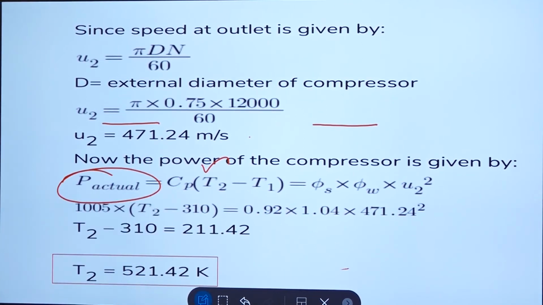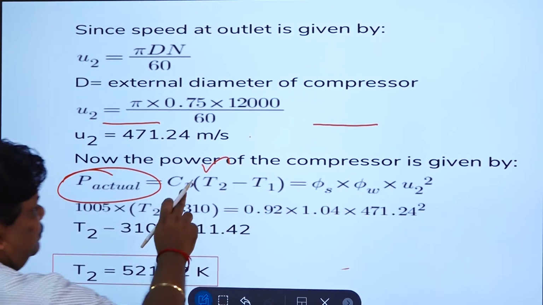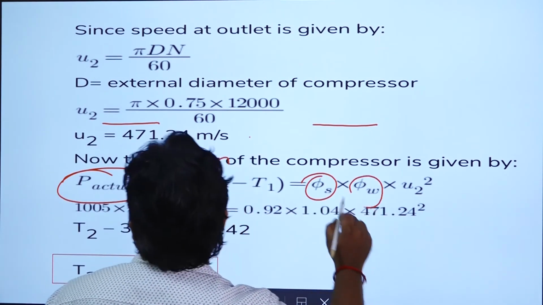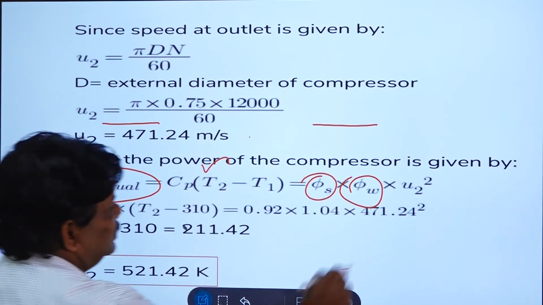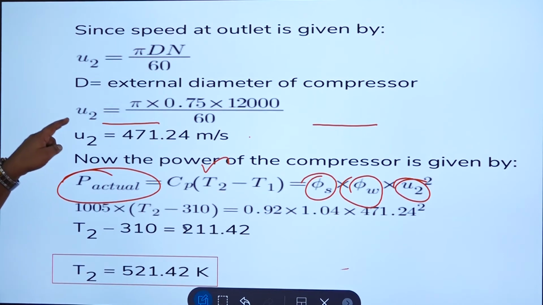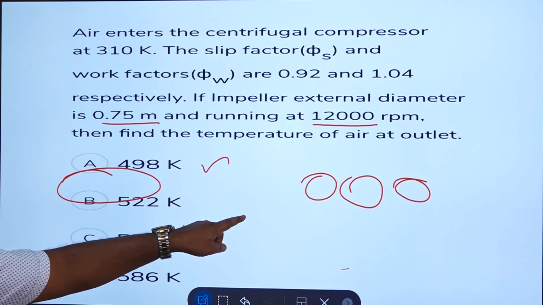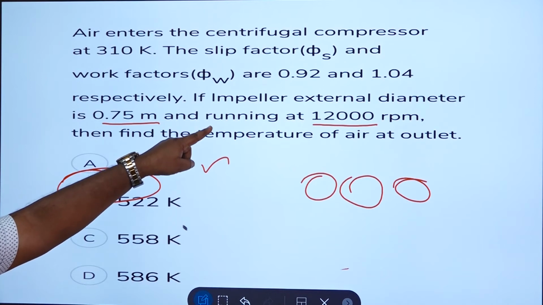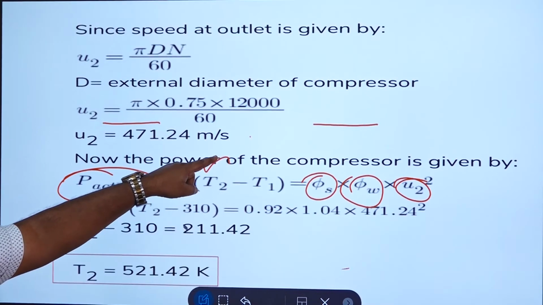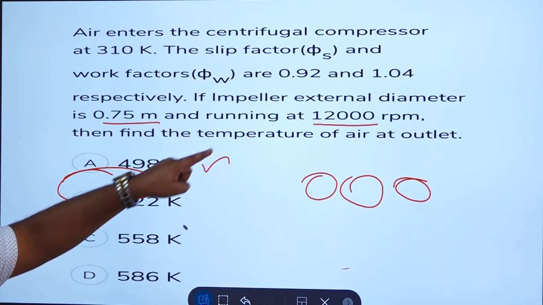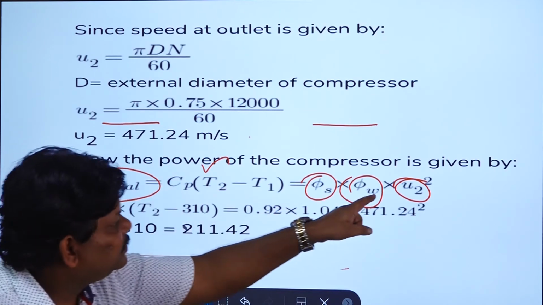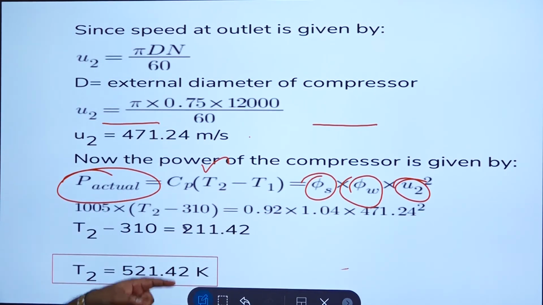The actual power of the compressor is given by Cp into T2 minus T1, which is equal to psi s into psi w into the velocity squared, U2 squared. You can find all this. Psi s is given, and psi w, that is 1.04, is also given. Those two are the slip factor and the work factor. They are given to you, and U2 you have to find the value.